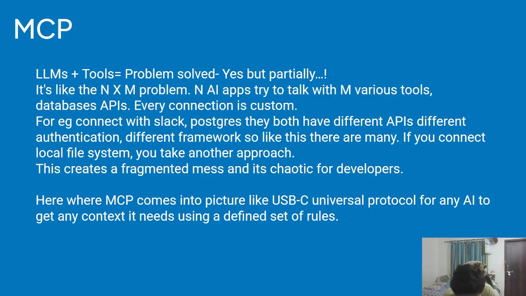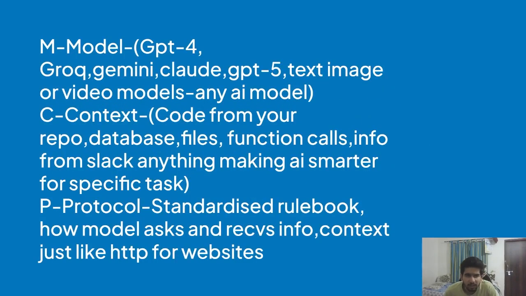So Anthropic came into the picture and created this protocol. It is like a USB-C protocol, where any charger could connect to any phone. If the phone has a USB-C type, it is giving a predefined set of rules. Model context protocol. So model is anything, any model like Gemini, Claude, GPT-5, anything. And context is the code from your repo or database or files or whatever information you give to the large language model to make it smarter.